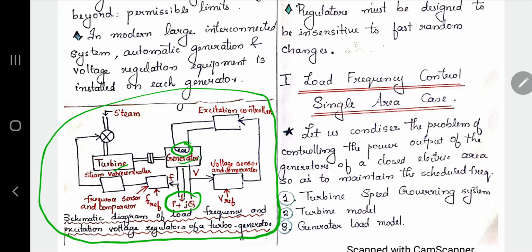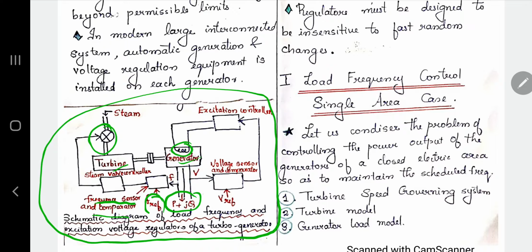The load frequency is noted and it is given to a frequency sensor and a comparator, where it is compared with the reference frequency and a signal is produced. This signal is given to a steam valve controller, and this steam valve controller gives the command to the input whether to increase or decrease the input steam. So this is how the feedback of the frequency side works.